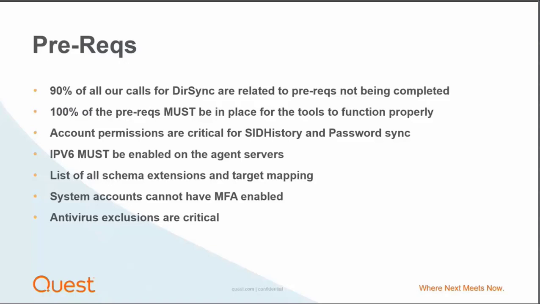MFA can't be enabled. Antivirus exclusions are probably 70% of the calls, right? That the exclusions aren't in place and that are preventing us from doing the synchronization or reading password hashes and things like that. So again, really, really simple stuff, and it's all included within the documentation, but it's really important to make sure you understand that if you haven't gone through that list and haven't done a comprehensive validation that all of those prereqs are in place, you're probably going to run into problems.